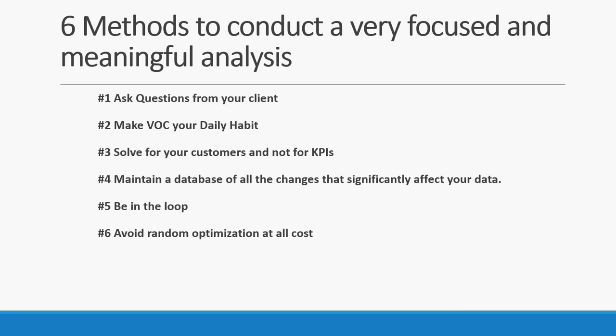The sixth method to conduct a very focused and meaningful analysis is to avoid random optimization at all cost. Now, what do I mean by random optimization? Random optimization means optimizing a website without any clear thought or planning. It means optimizing a website without any clear objective. Random optimization occurs when every second or third day you ask yourself this question: what should I do next? You can avoid random optimization by creating a plan, process, and a framework before you start website optimization.